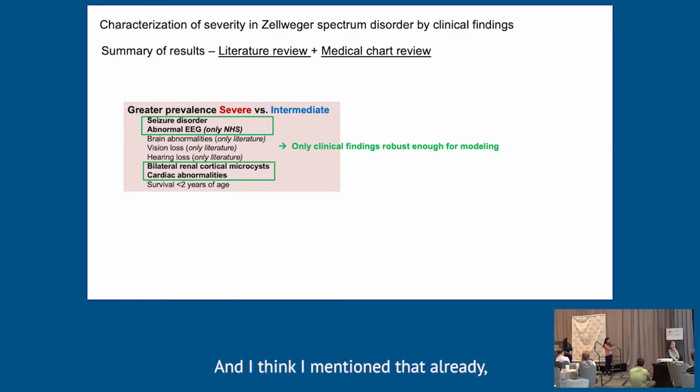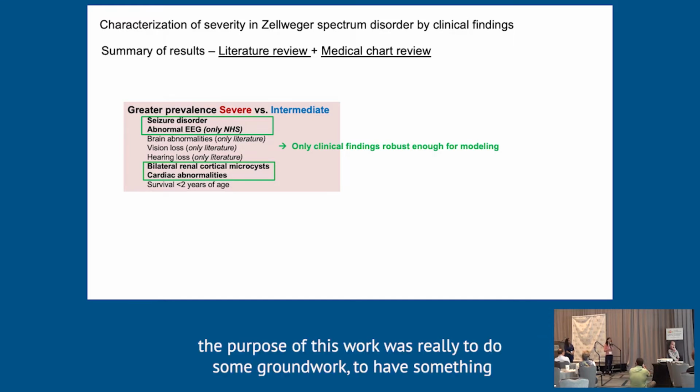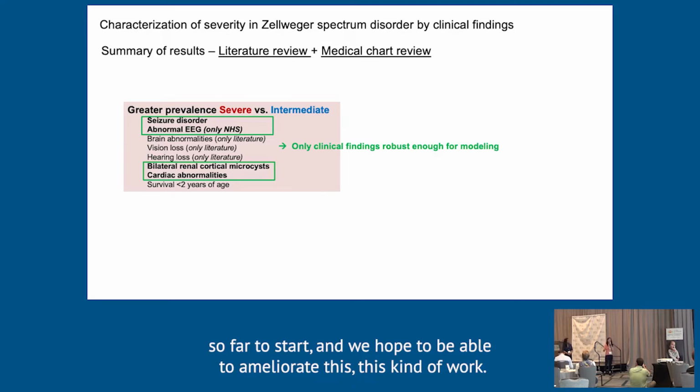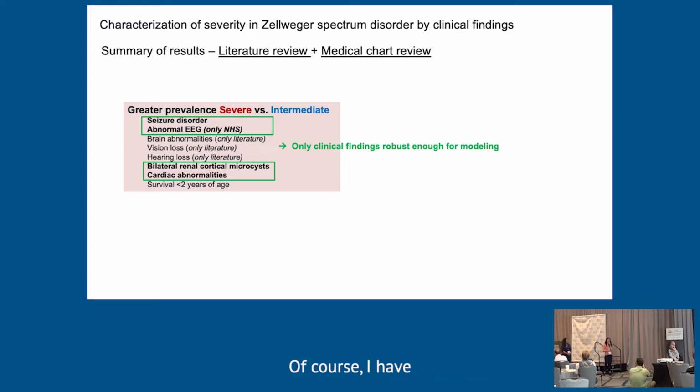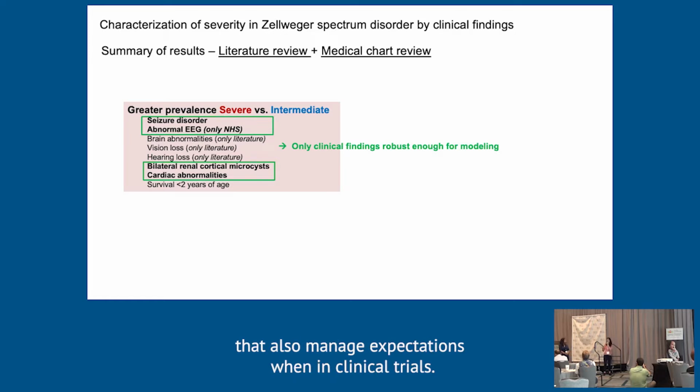I think I mentioned that already, but I just wanted to point out that the purpose of this work was really to do some groundwork, to have somewhere to start, and we hope to be able to build on this kind of work and have the ability to do a more precise and better characterization of severity in the future. The reason why we think it's important is that this will help for choosing the right patients for clinical trials and also manage expectations when there will be a different clinical trial, so we'll know which severity the patient fits in.